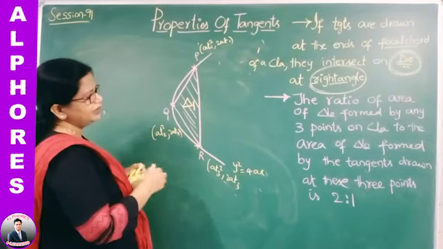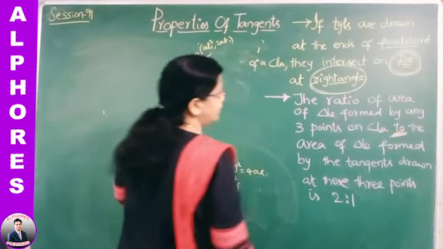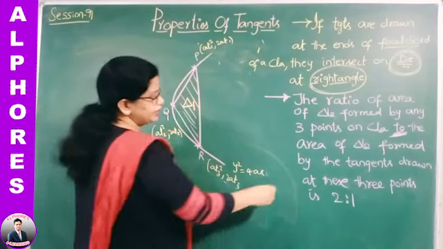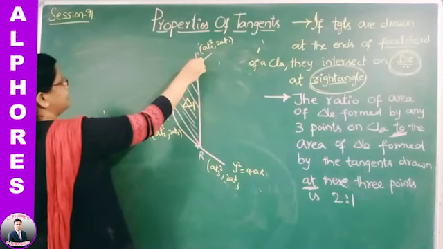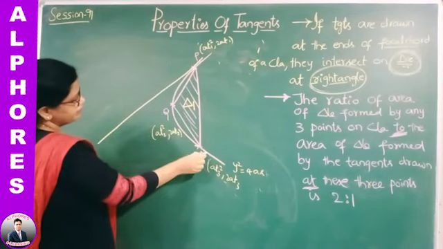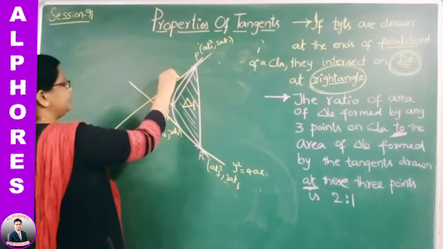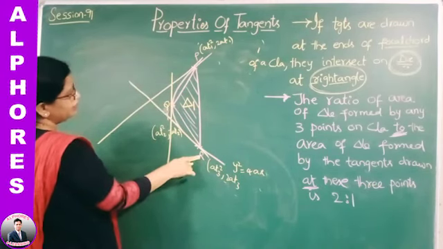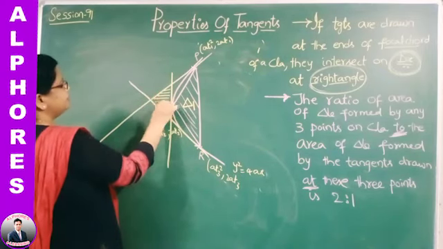Next, what are they telling here? The ratio is with the area of the triangle formed by tangents drawn at these 3 points. That means one tangent is drawn at P, next this is the tangent at Q, and this one is the tangent at R. So these are the tangents we have taken. Now this area also they are asking.